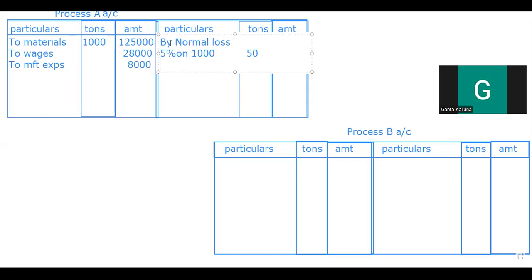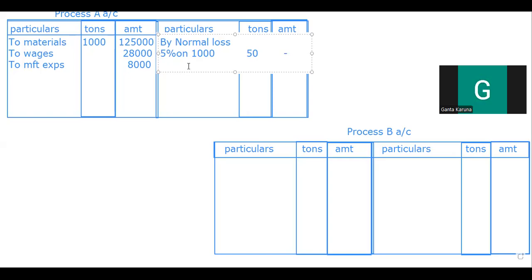So that is not considered or converted into amount unless he specifically mentions that normal loss has been valued at a price. Until he mentions the value, we are not supposed to convert the normal loss units into rupees. So I'm just converting tons and leaving the amount column blank. I'm not going to convert here, so I'll just write a hyphen and leave it.